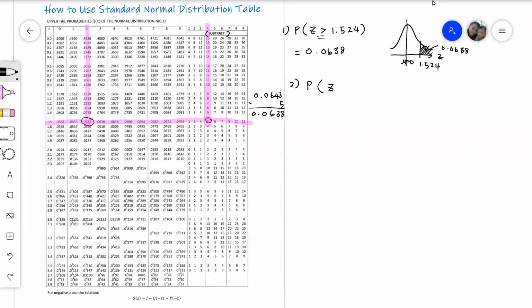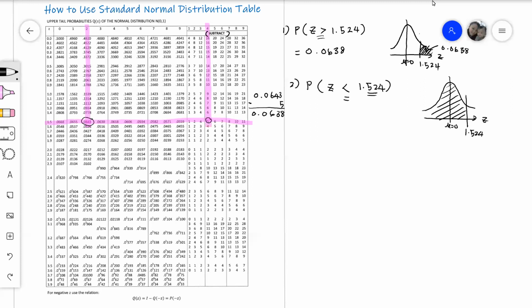Now, let me change the inequality symbol. What about when we want the Z score less than 1.524? Again, always sketch our bell curve to get the idea. Which area do we want? Mark down the Z score first. It is over here, 1.524. And what do we want? We want less than, which means we have to shade the one that is less than the Z score.